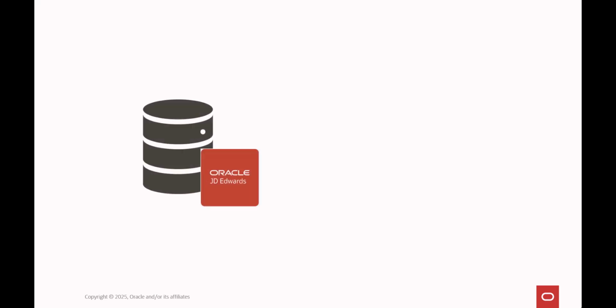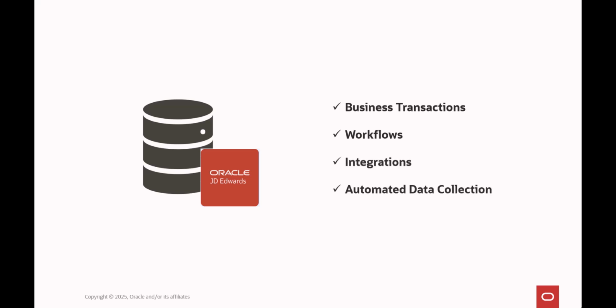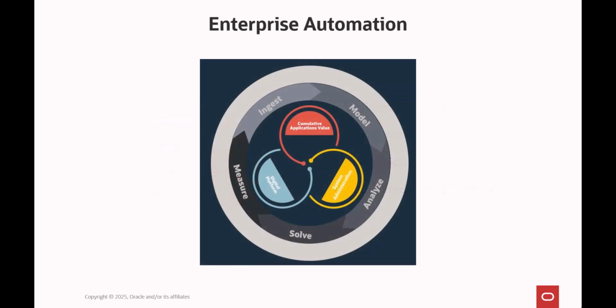You have been amassing valuable business data in JD Edwards EnterpriseOne systems for years in the form of business transactions, workflows, integrations, and automated data collection. Now it's time to put that data to a higher use. Enterprise automation is the collection of JD Edwards EnterpriseOne features targeted at getting better data into the JD Edwards system and getting better insights out of that data.